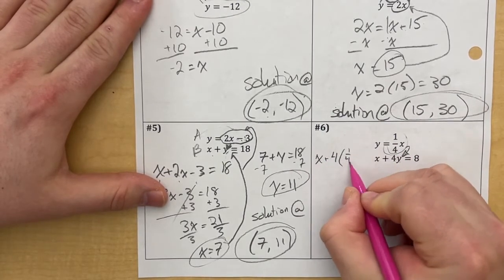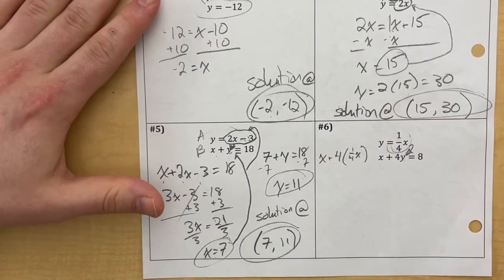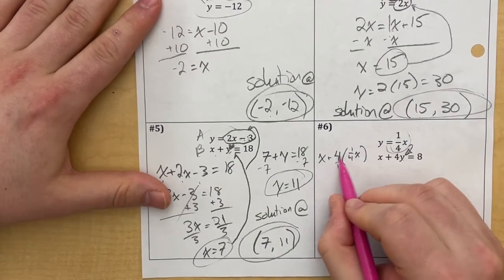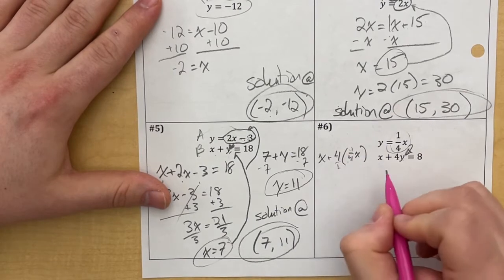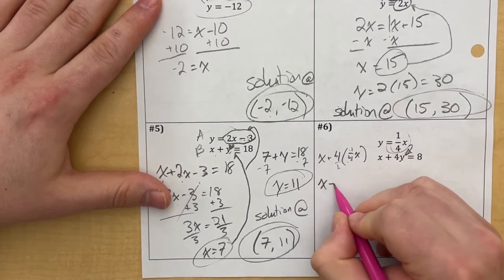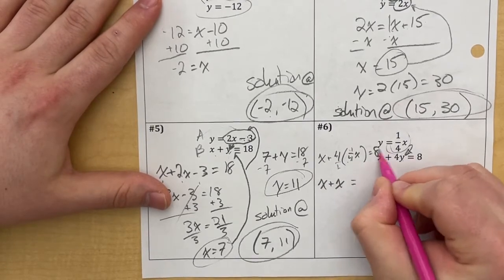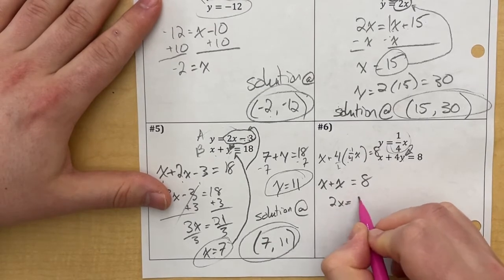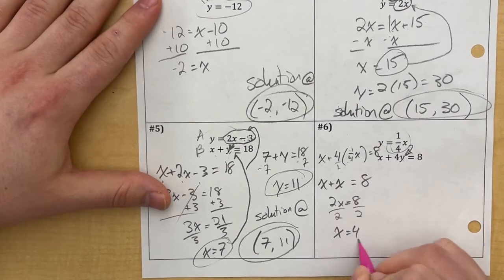If you are practicing your fractions, make sure you multiply those numerators carefully. So I have 4 times 1 is 4, and then 4 divided by 4 is just 1. So this is just x plus x equals, I forgot this part too, sorry, equals 8. That just means 2x equals 8. Divide both sides by 2, and we get x equals 4.